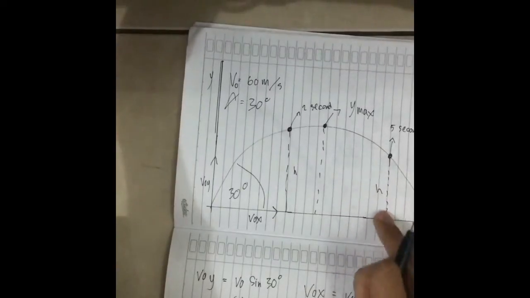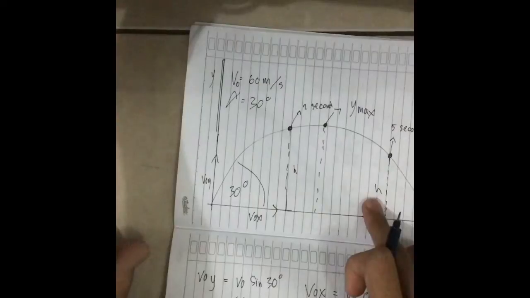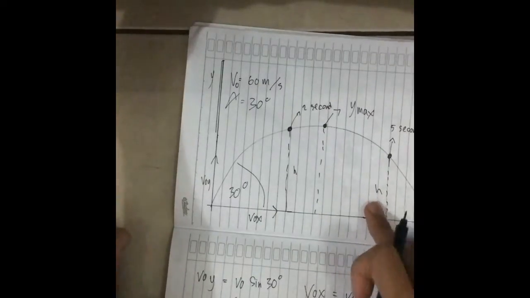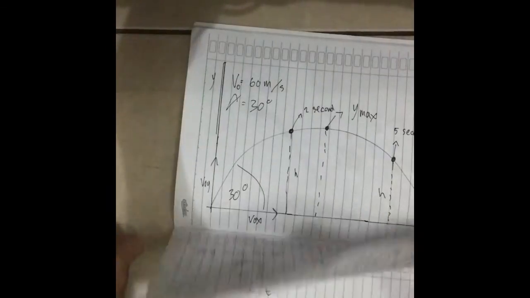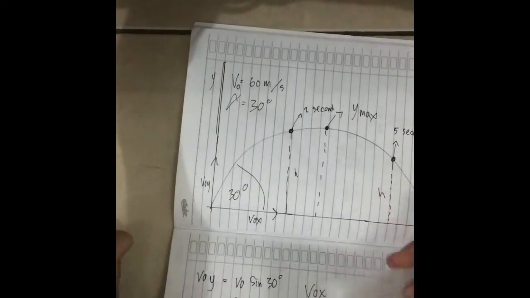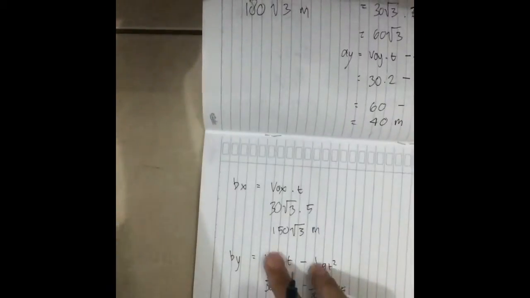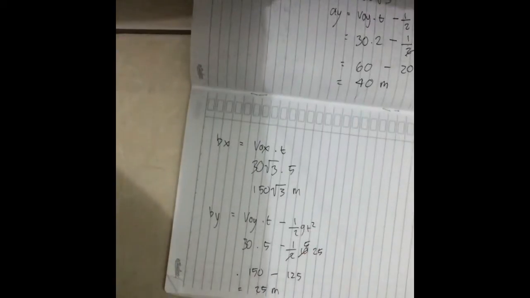So for B, the height is 25 and the length is 150 times root 3.